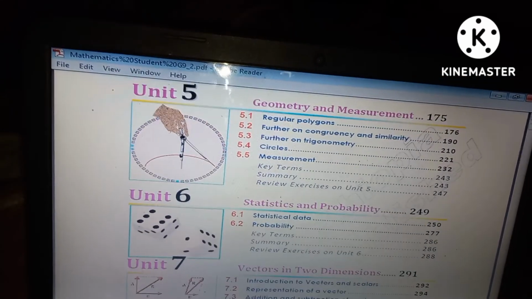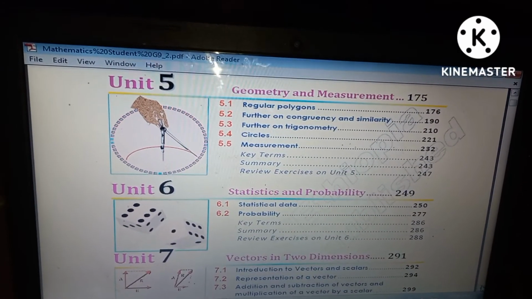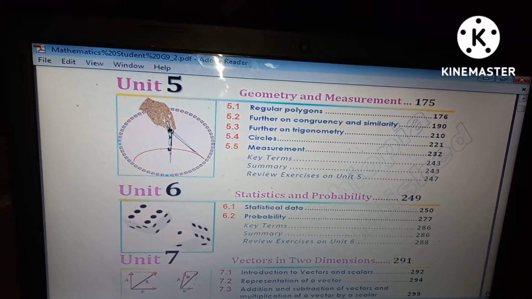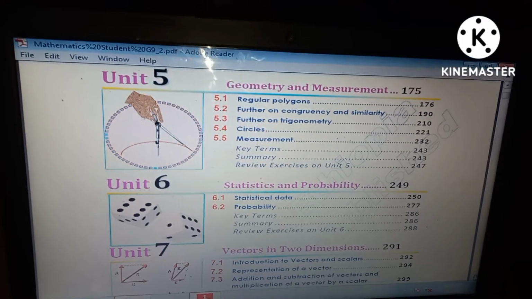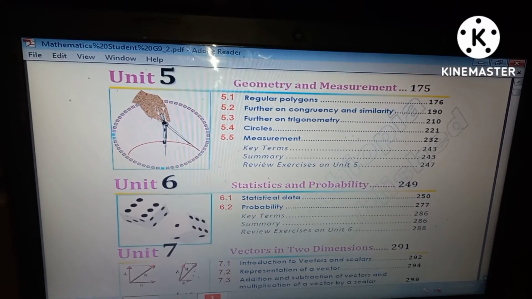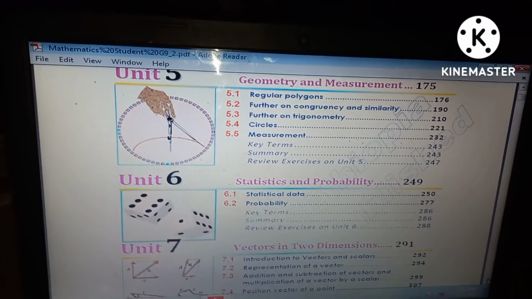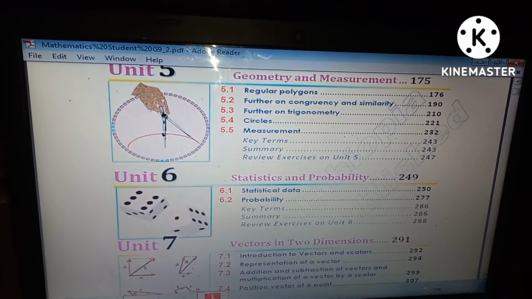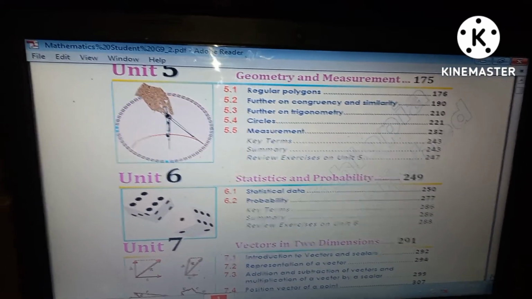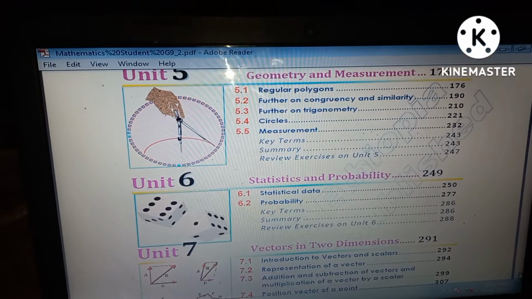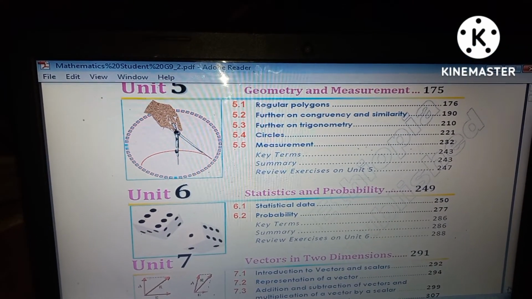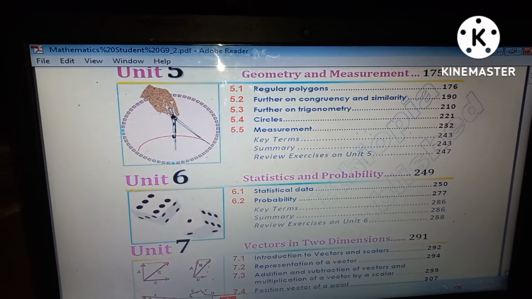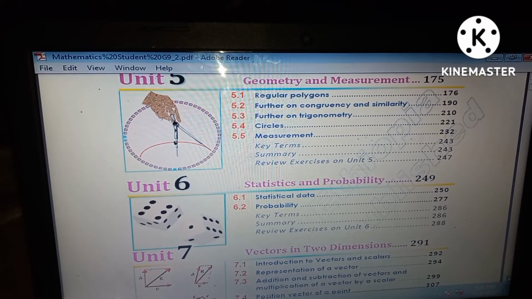Unit 6 is statistics and probability. Statistical data: how can we collect the data? What is the main process of collecting data, and what is the procedure? Probability: what is probability? We will see these topics.